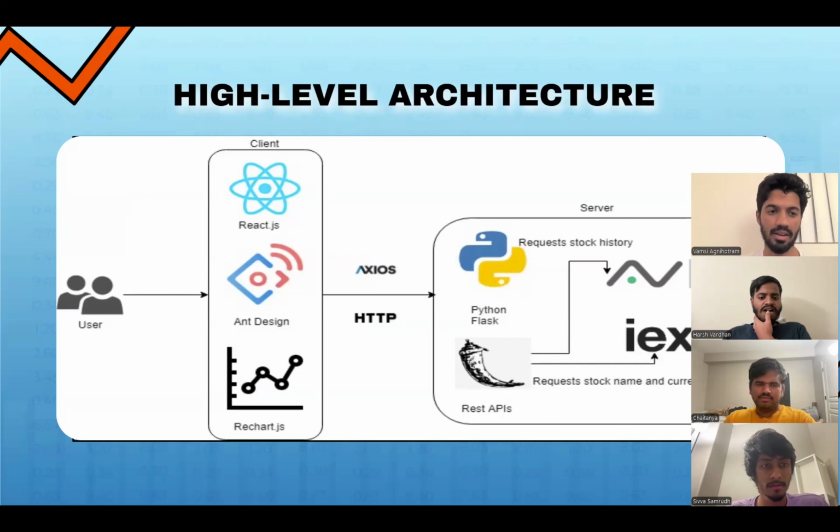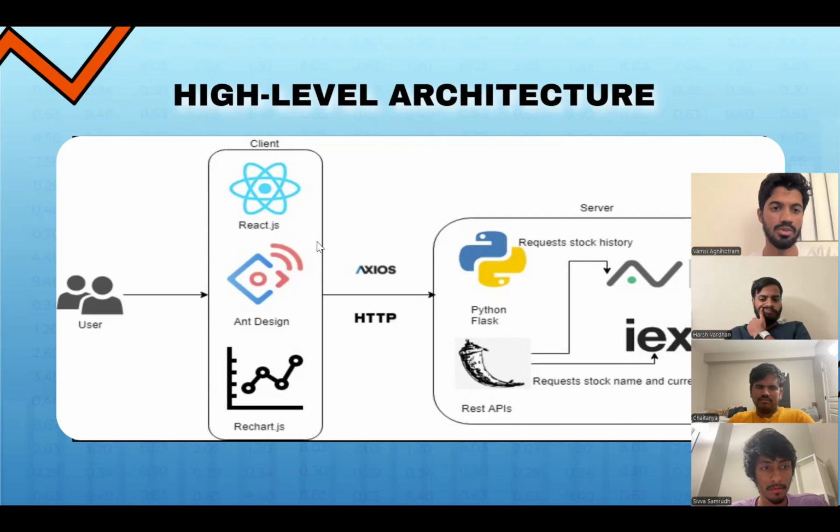Let's talk about the high level architecture first. This diagram illustrates the high-level architecture of our stock portfolio suggestion engine and highlights the interaction between the client and the server components. Let's start with the user interaction, the client side. The user interacts with the front end developed using React.js, providing a seamless and dynamic user interface.